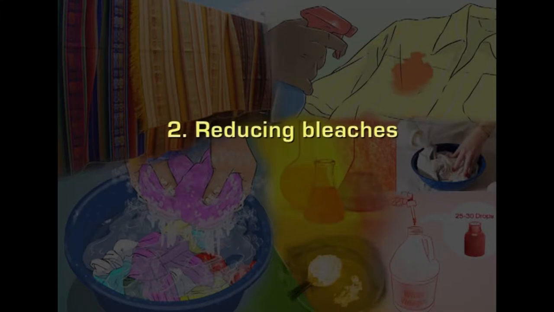Let us look into reducing bleaches. The reducing bleaches work by removing oxygen from the coloring matter of the stain. Many coloring substances can be reduced to colorless compounds by reducing agents. Before the invention of hydrogen peroxide, sulfur dioxide was the only bleaching agent used for wool. Fibers like polyamide, polyacrylics, and polyacetate can be bleached using reductive bleaching technology.